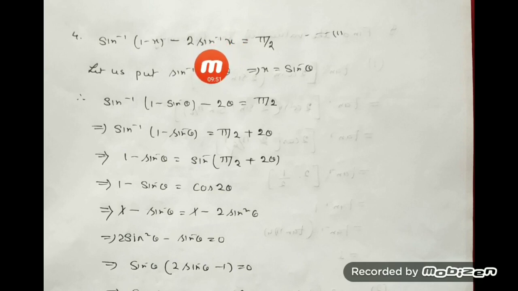Simple expression is sin inverse x, so I substituted sin inverse x equal to theta, which gives you x equal to sin theta. I substitute this in the first equation, so we get sin inverse of 1 minus sin theta minus 2 theta is equal to pi by 2. Now I bring this to the right side, which becomes pi by 2 plus 2 theta.